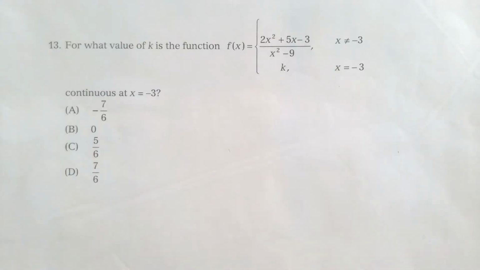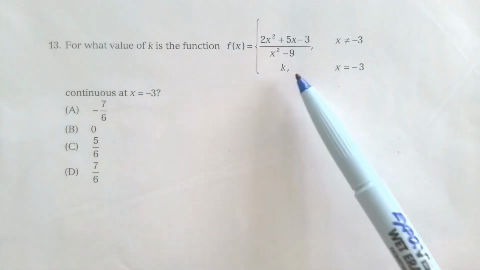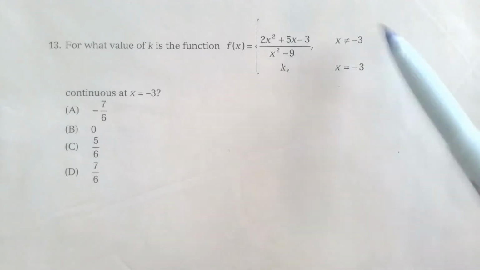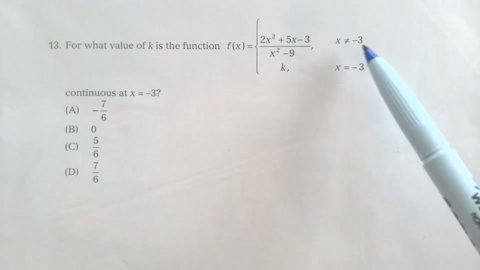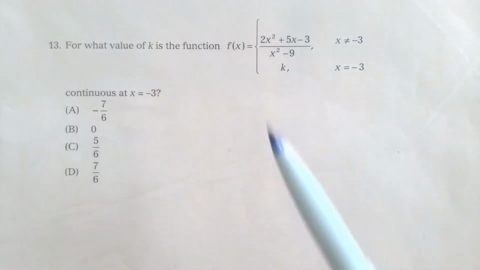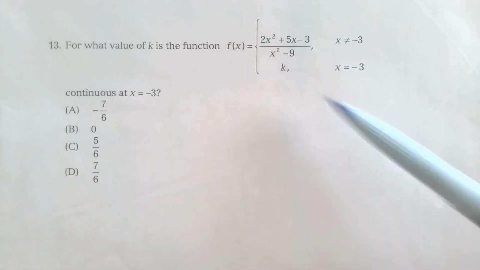Which brings us to this type of question where they give us a piecewise function and then ask what value of k would make this piecewise function continuous. So remember, I've got to check that limit from the left and the right, and then also the value at -3. That's our issue here. And my piece from the left of -3 is this top piece. My limit from the right of -3 is also talking about the top piece.